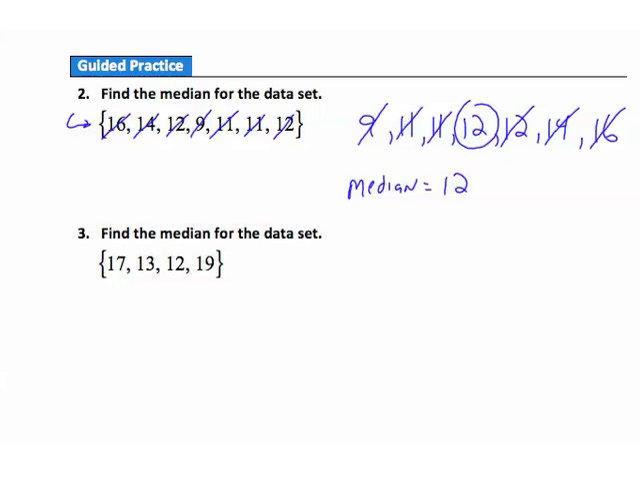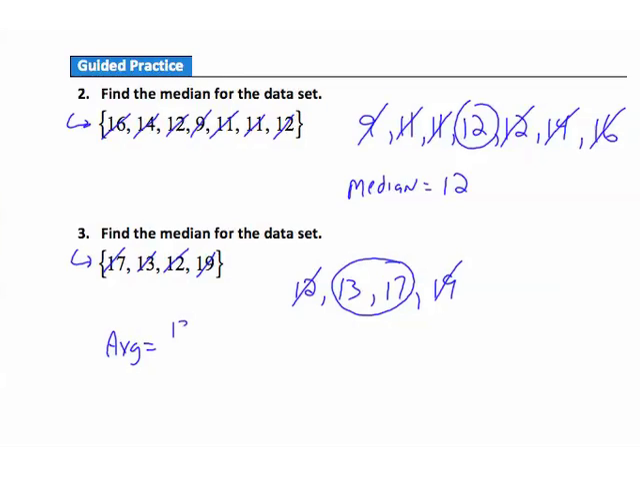Question 3. Find the median for this data set. And again, let's organize this data set from least to greatest. So I would have 12, 13, 17, and 19. So we'll start, and you can see that we're going to end up with 2 in the middle since we had an even set here. We had 4 pieces of data, so we're going to have 2 numbers in the middle. So we want to find the average of these 2 numbers.